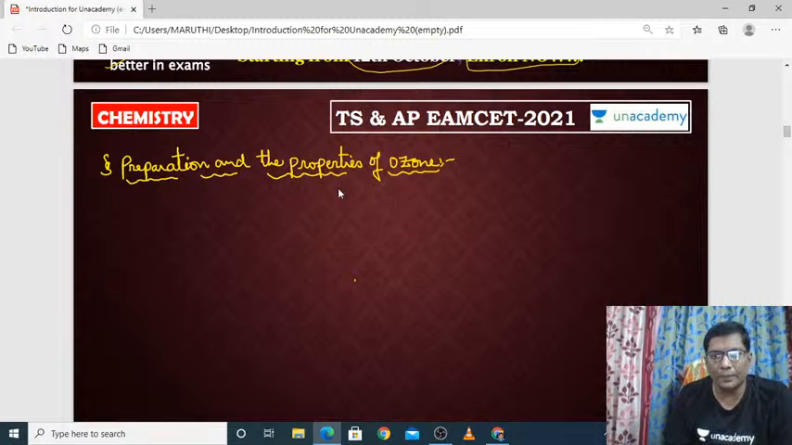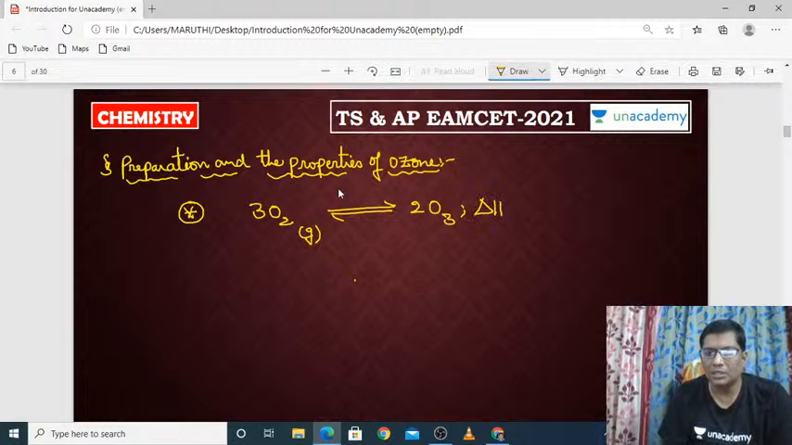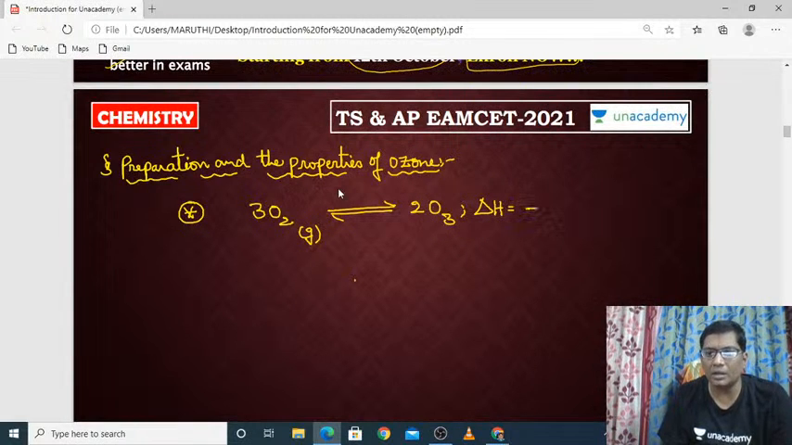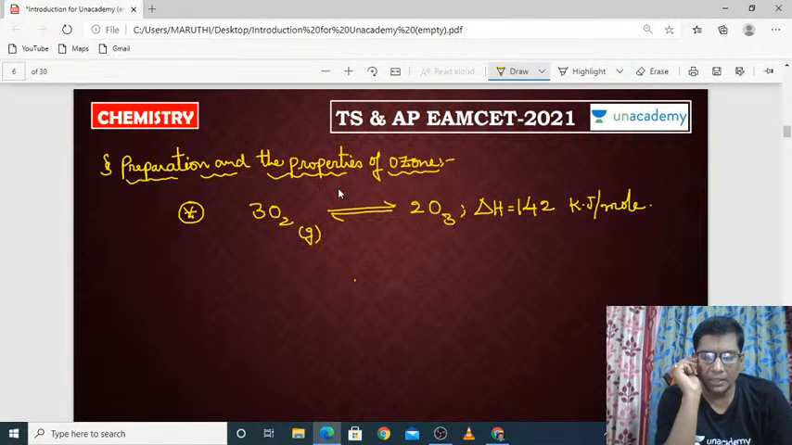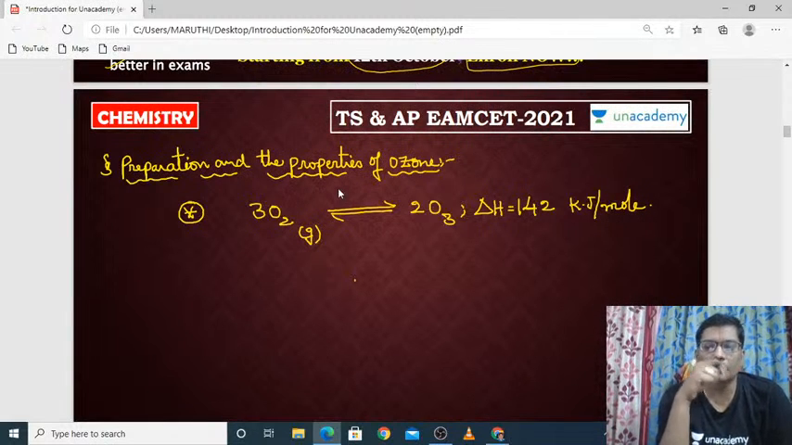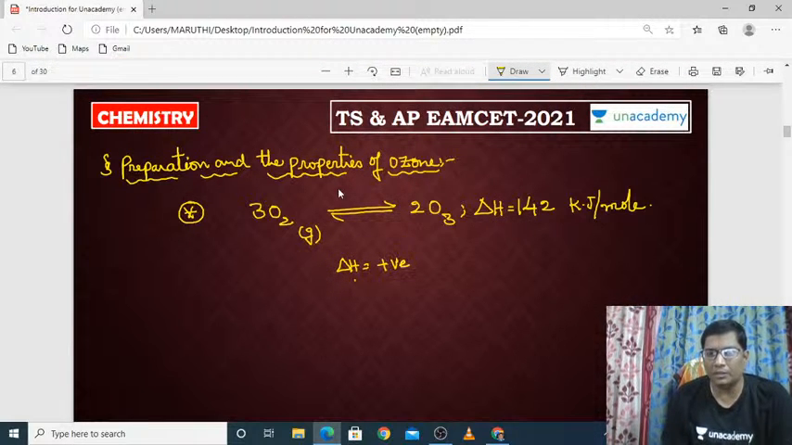See here, only one preparation technique is there, that is 3O2 in the gaseous state easily converts to 2O3. That is very simple. Here the delta H value is 142 kilojoules per mole. The delta H value is positive.